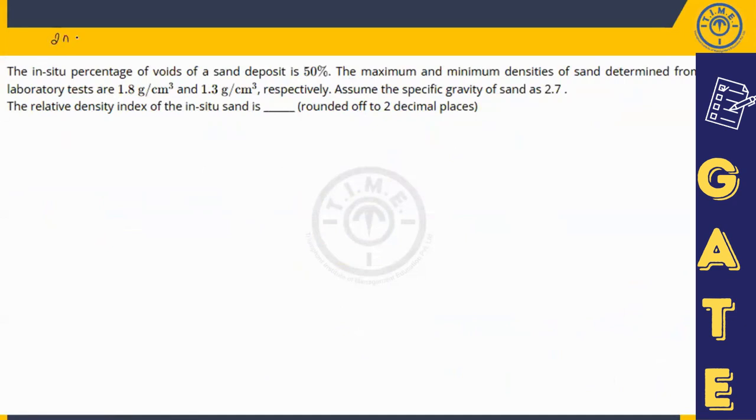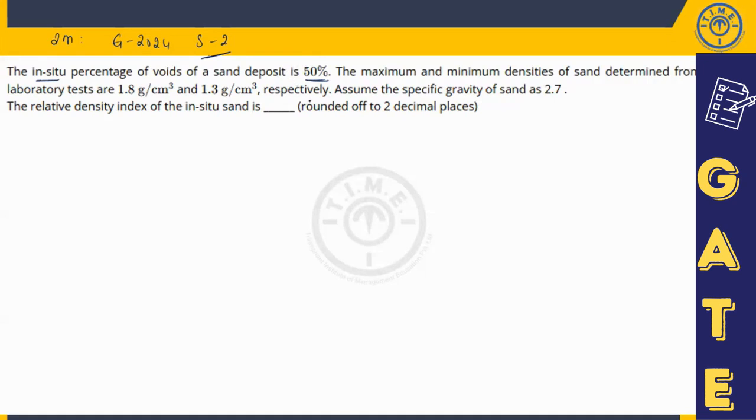This is a 2-mark question from GATE 2024 set 2. Finally, we moved on to GATE 2024 questions at least. From 2025, a lot of questions we have solved. The in-situ percentage of voids of a sand deposit. Voids percentage is given, my dear students, 50%. That is volume of voids to total volume. That is not void ratio, sorry, porosity. N is given. Percentage of voids.